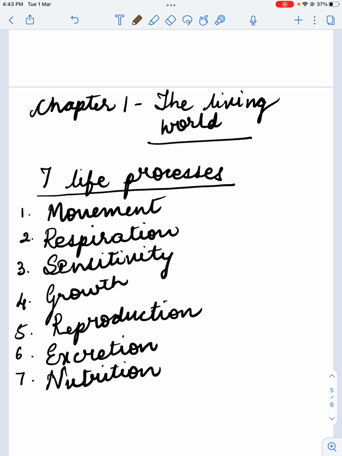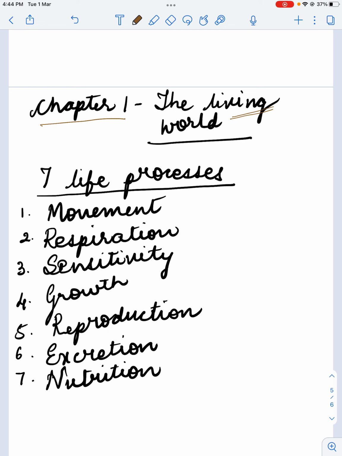This is the first video in which we'll be discussing some content. As you can see on the slide, we'll be discussing the first chapter in your biology lesson, that is the living world. How do we distinguish living organisms from non-living beings?